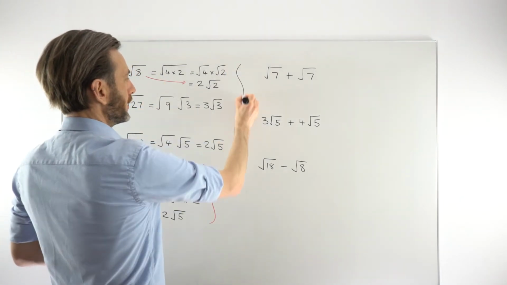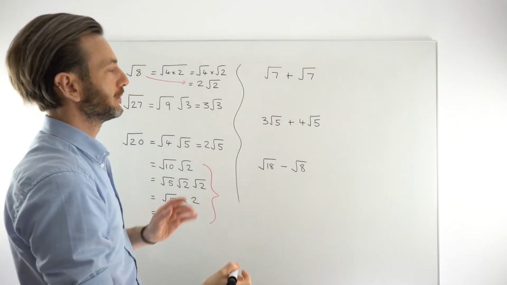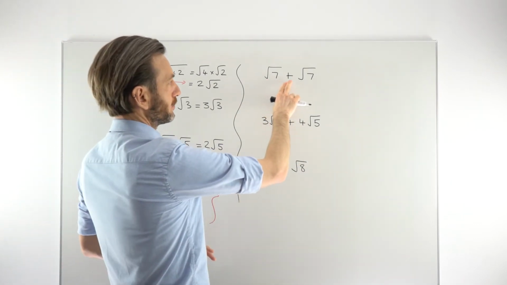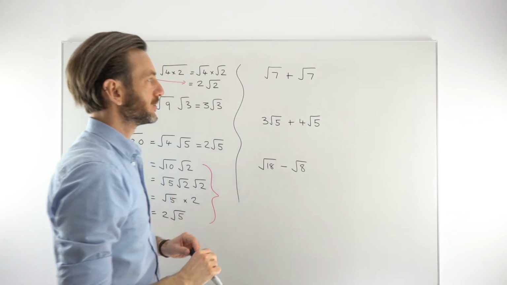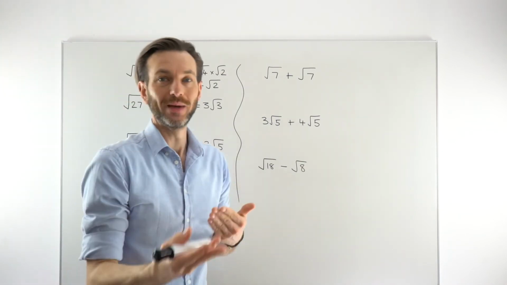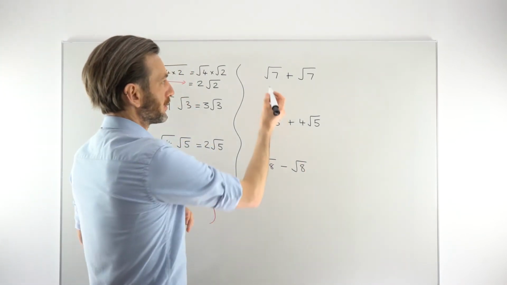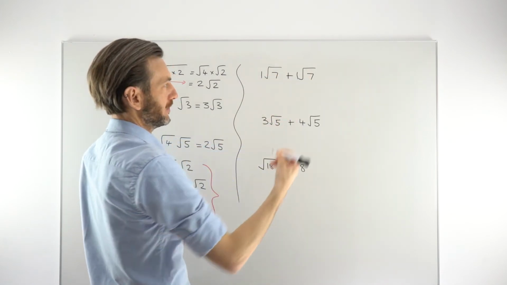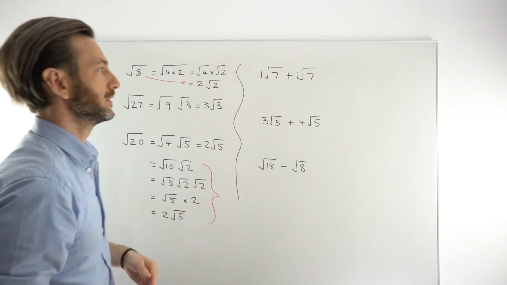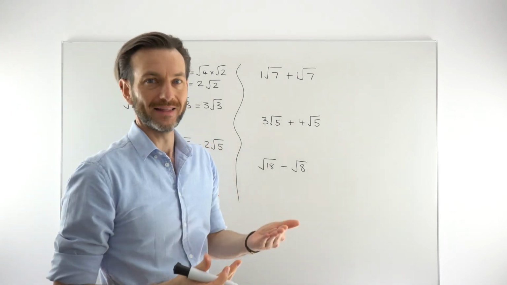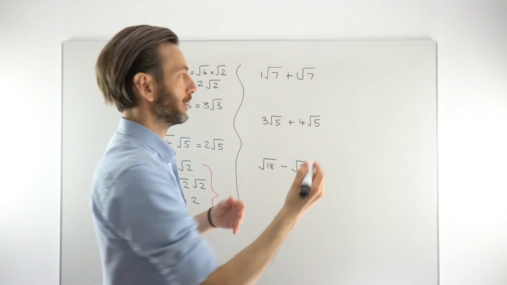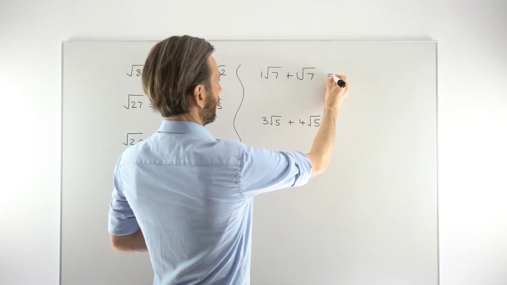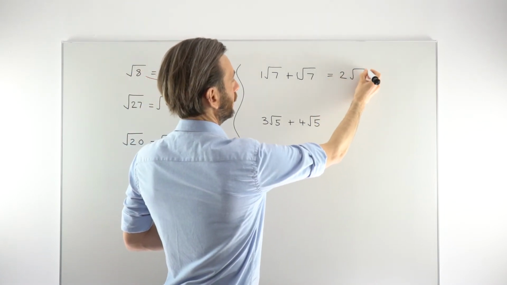Okay, so coming over here, we're going to think about how we combine them. So here we've got root 7 plus root 7. All we need to do there is basically add up how many root 7s we've got. Remember that there's secretly a 1 in front of these, so it's 1 root 7 plus another root 7. So if you've got one of anything plus another, you've got two of them. So basically we just get 2 root 7.